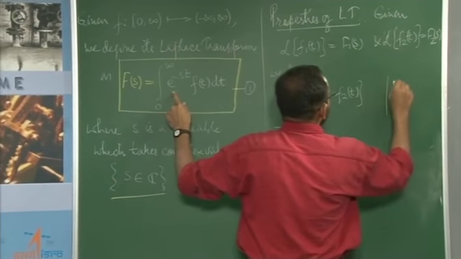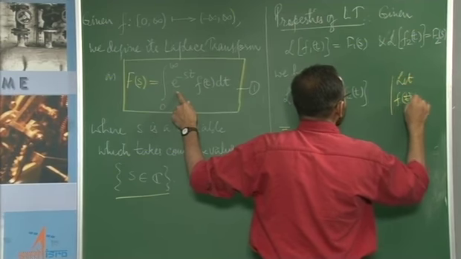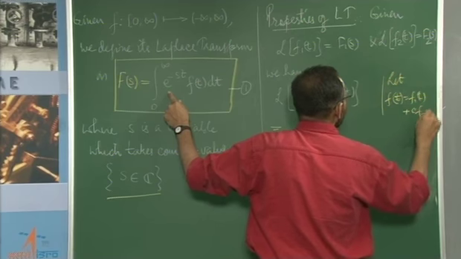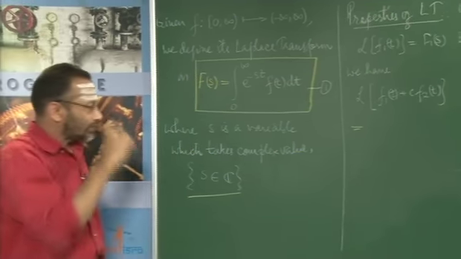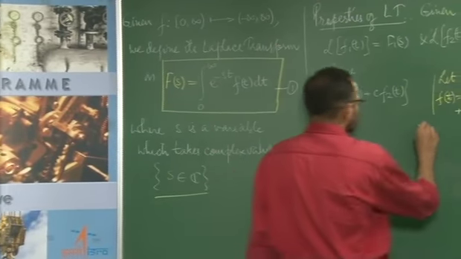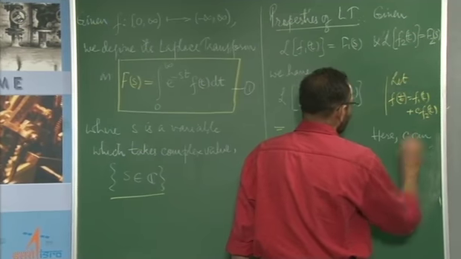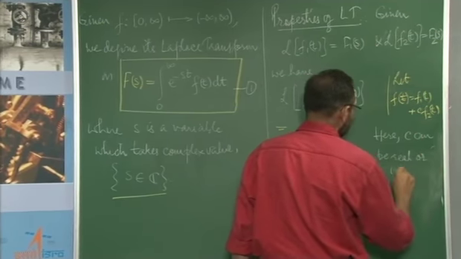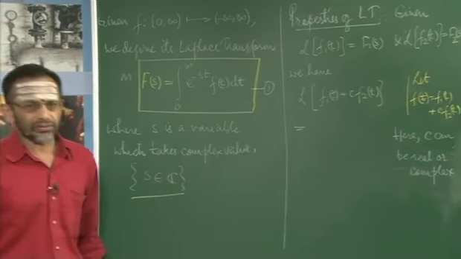Now, if we do this, then what we get, we will apply this. Here we can set, let f of t equal to f1 of t plus c times f2 of t. Now, I said here c can be a constant, c can be real or complex. It does not matter whether c is real or complex, we get the same result.